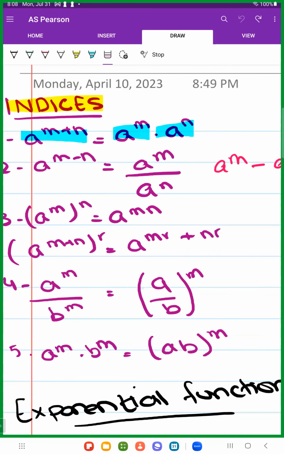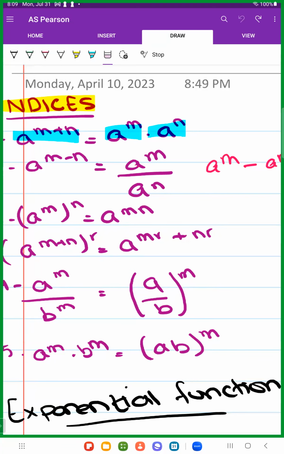So the bases remain the same. By bases, I mean a. How do you expand this? You take the same bases and you multiply them, separating the powers. Understand? Now a to the power minus n. There's a minus in the power, so this would be equated to a^m upon a^n. The bases remain the same and they get divided.